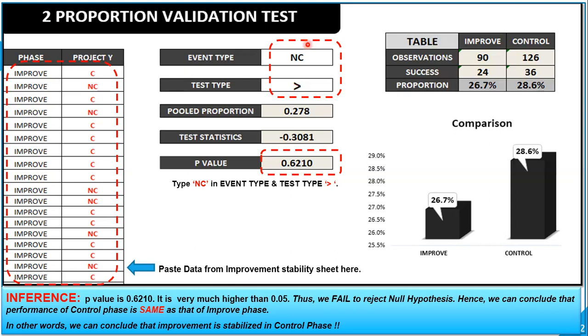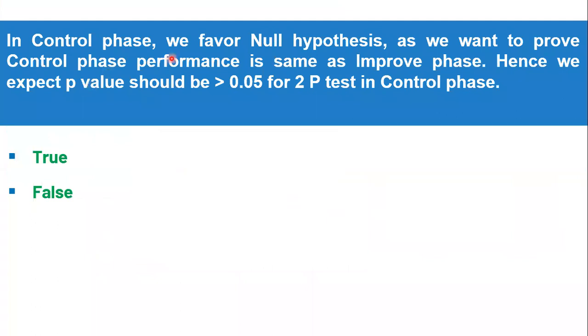So let's go to the next slide. Right, the quiz time. In control phase, we favor the null hypothesis as we want to prove control phase performance is the same as improved phase. Hence, we expect the p-value should be more than 0.05 for the 2p test in control phase. True or false? We already talked about it right now. The answer is absolutely true. We want the p-value to be more than 0.05. Let's go to the next slide.